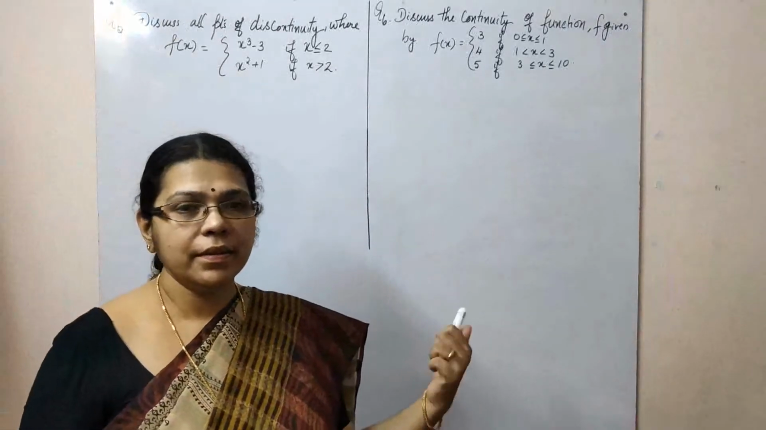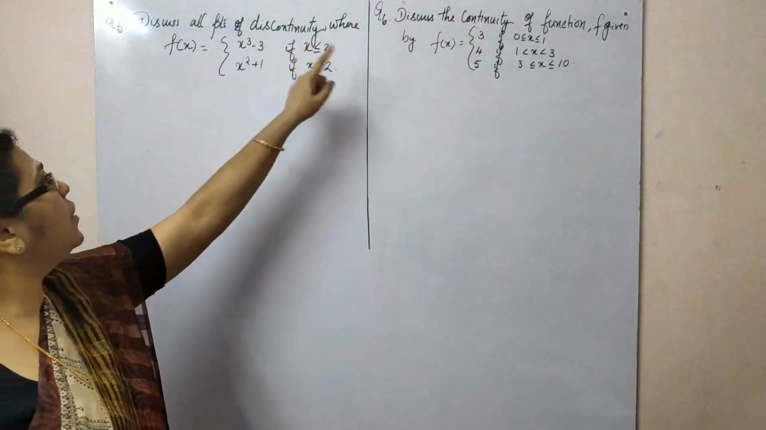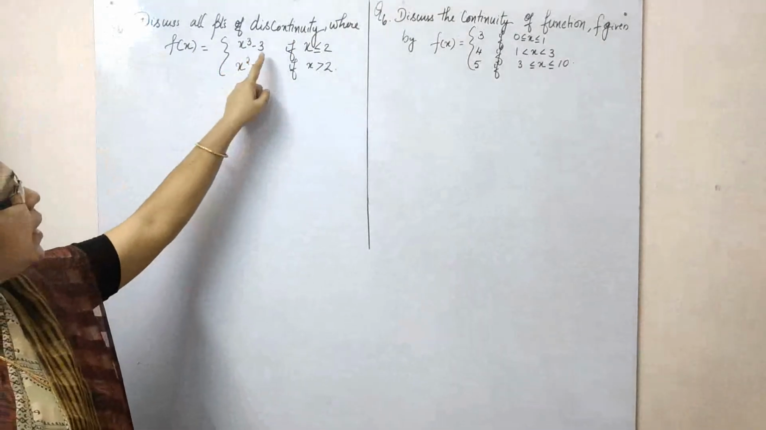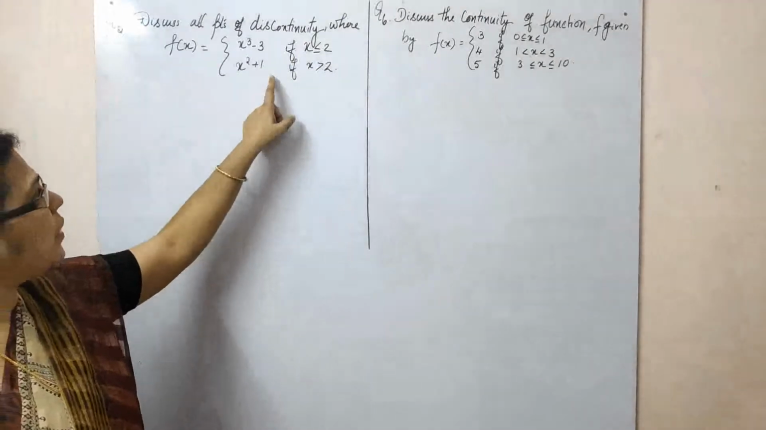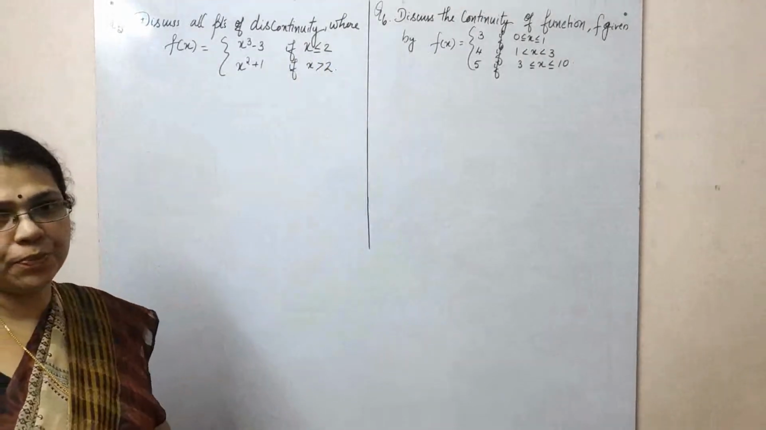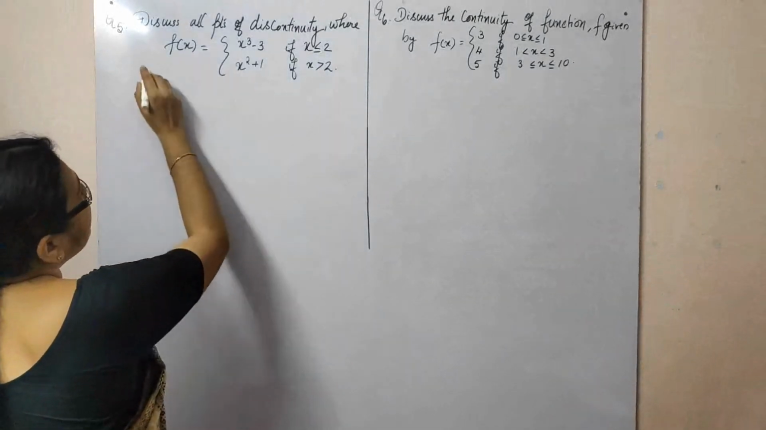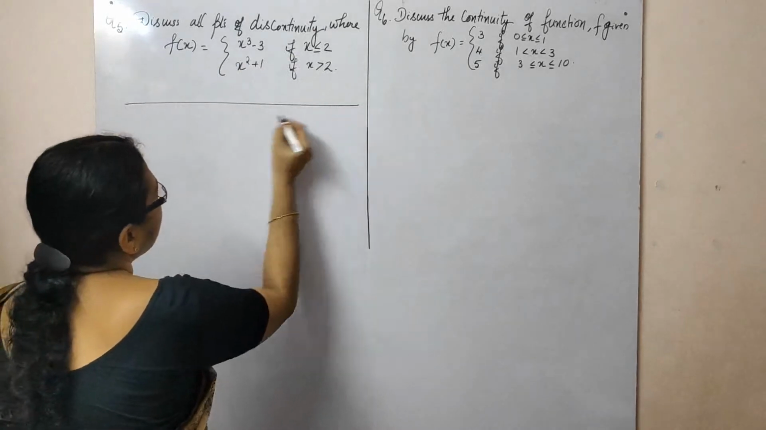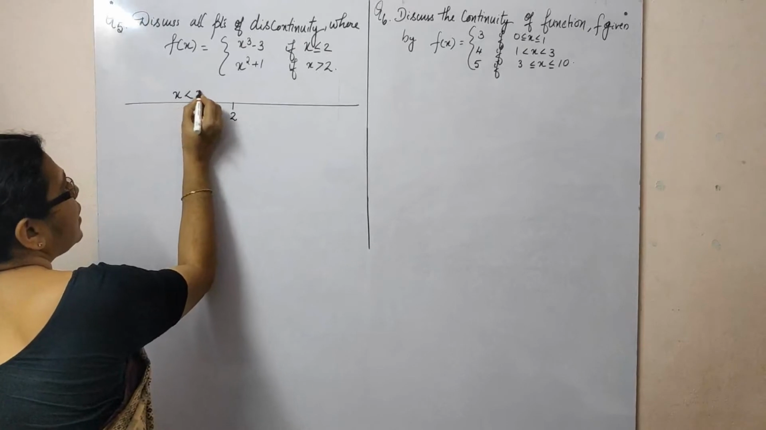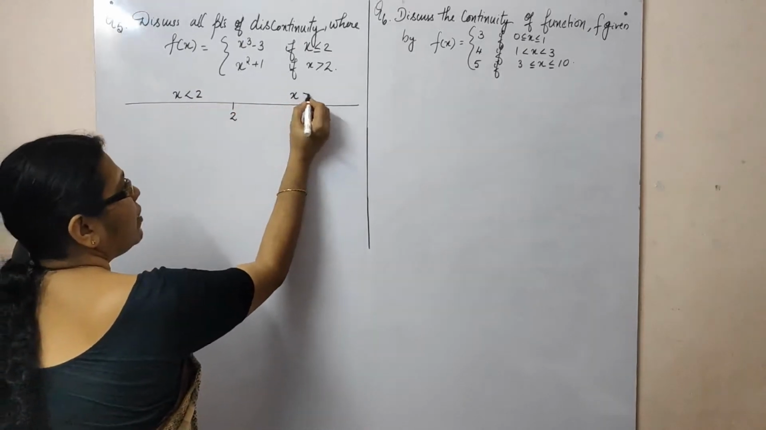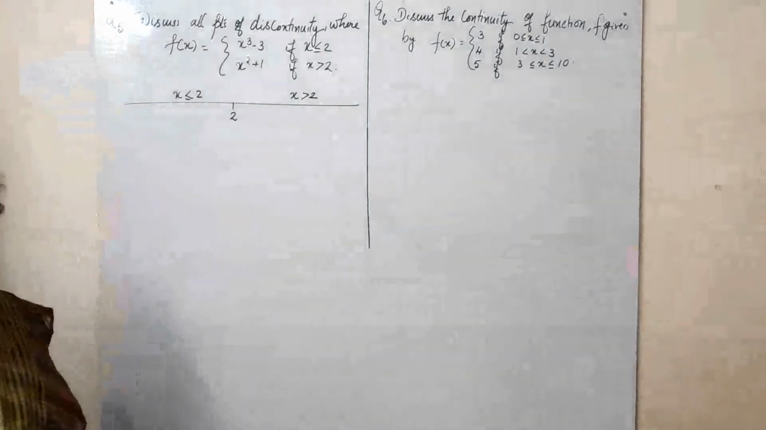Well, now we come to the next question. Discuss all points of discontinuity where the function is given by x cube minus 3 for x less than or equal to 2, and x square plus 1 if x is greater than 2. Now let me represent this on the number line. We are asked to find the points of discontinuity. On the number line, this is 2. This side is for all values of x less than 2, and this side is for all values of x greater than 2.